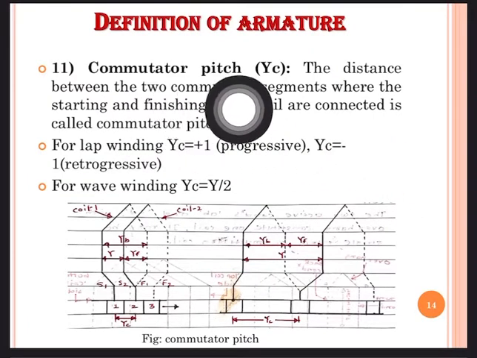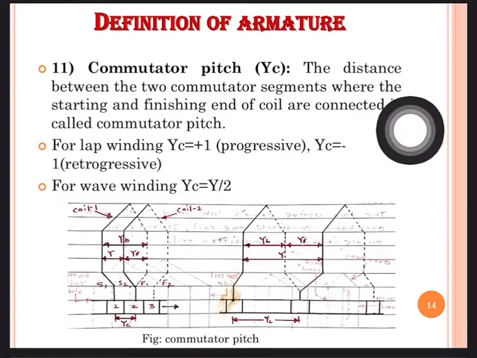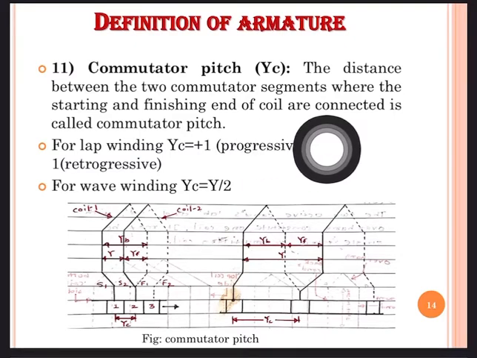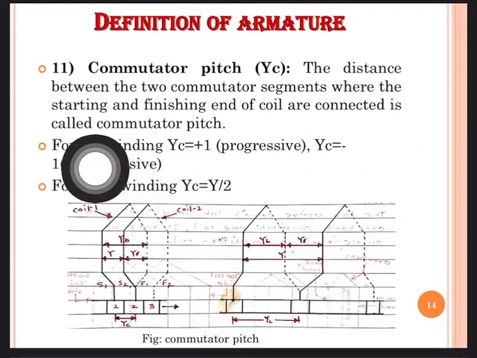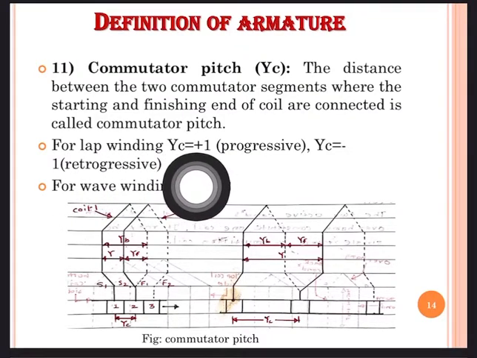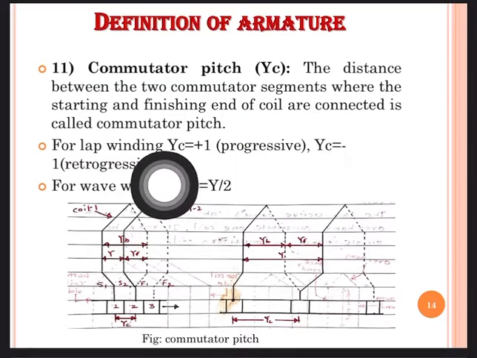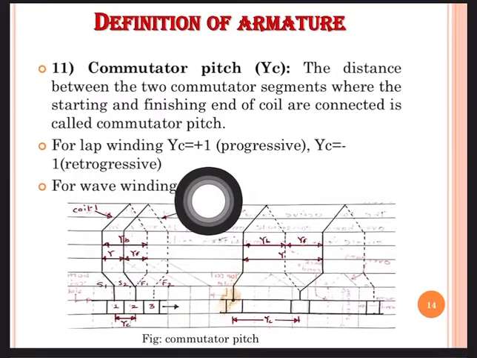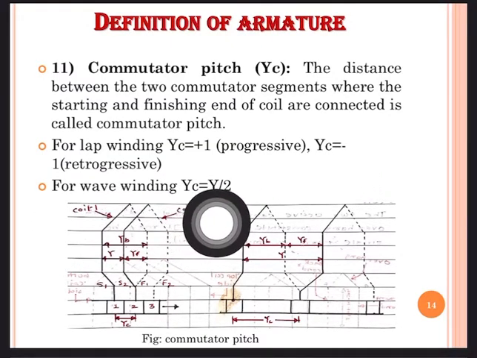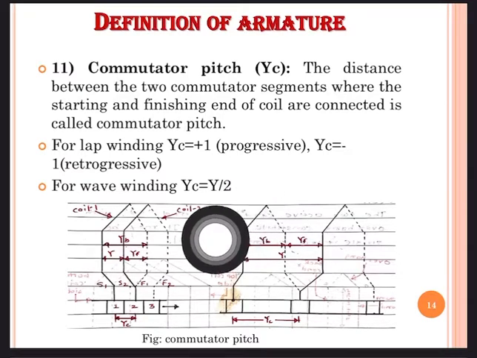Now commutator pitch, YC. The distance between the two commutator segments where the starting and finishing end of the coil are connected is called commutator pitch. For lap winding, YC is equal to +1 for progressive winding and YC is equal to -1 for retrogressive winding. And for wave winding, YC is given by Y by 2, where Y is equal to the resultant or winding pitch.